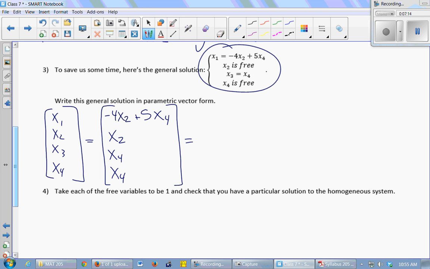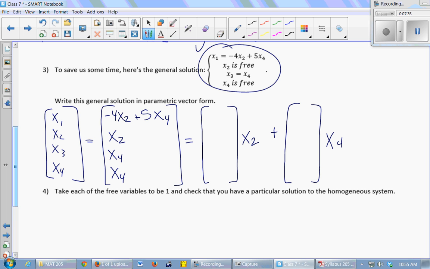Okay, now I'm going to break this thing down into a linear combination of vectors. My only free variables are x2 and x4. So I'm going to do some vector times x2 plus another vector times x4. I just want to pull the free variables out. So what should go in this column vector? -4, 1, 0, 0. So I'll have -4x2, x2, 0, and 0.